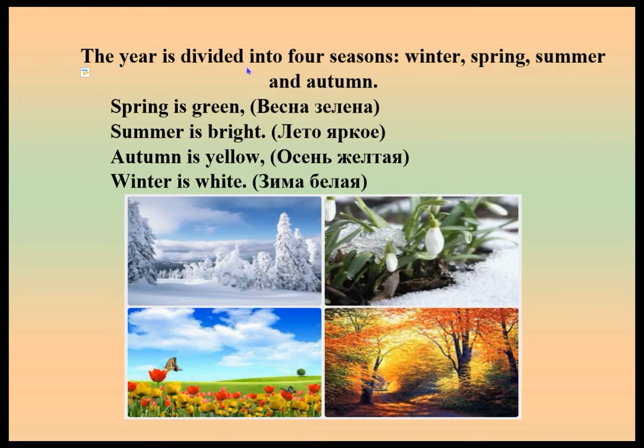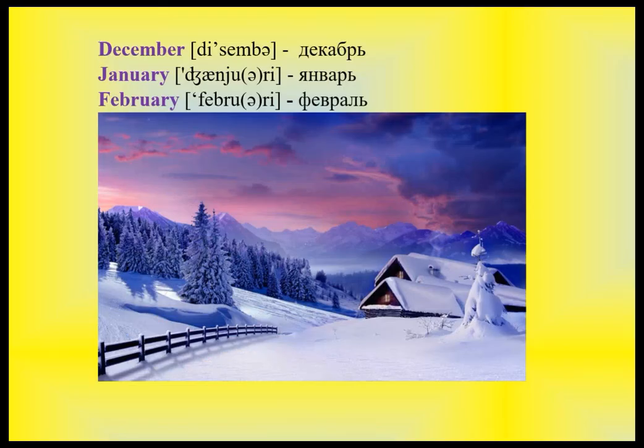The year is divided into 4 seasons: winter, spring, summer, and autumn. Repeat the poem about season of the year. Spring is green. Summer is bright. Autumn is yellow. Winter is white. My dear friends, and now we must repeat months of the year.